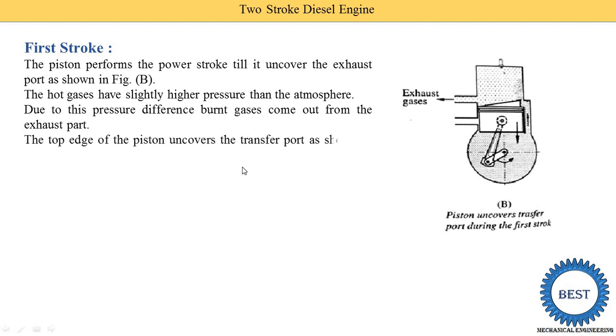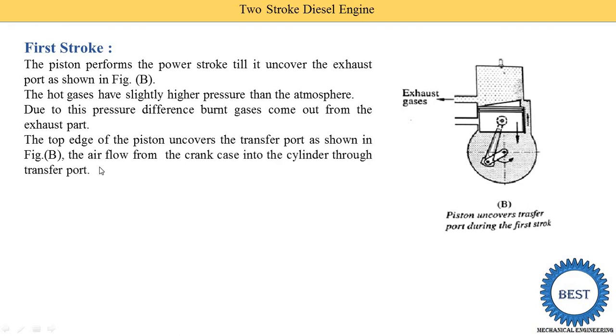So due to this pressure difference, the burnt gases are removed from the cylinder to the atmosphere. The top edge of the piston uncovers the transfer port as shown in this figure B. The air flows from the crankcase into the cylinder through the transfer ports. Now, when the piston moves further downwards, you see here the transfer port is open.